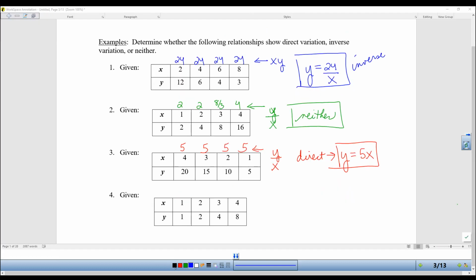You should probably try number 4 on your own. But of course, I am going to do it for you. x is going up and y is going up. So if it's going to be either direct or inverse, it has to be direct. I do my y over x. And I get 1 divided by 1 is 1. 2 divided by 2 is 1. 4 divided by 3 is close to 1. It's 1 1/3. And then 8 divided by 4 is 2. So it is neither.